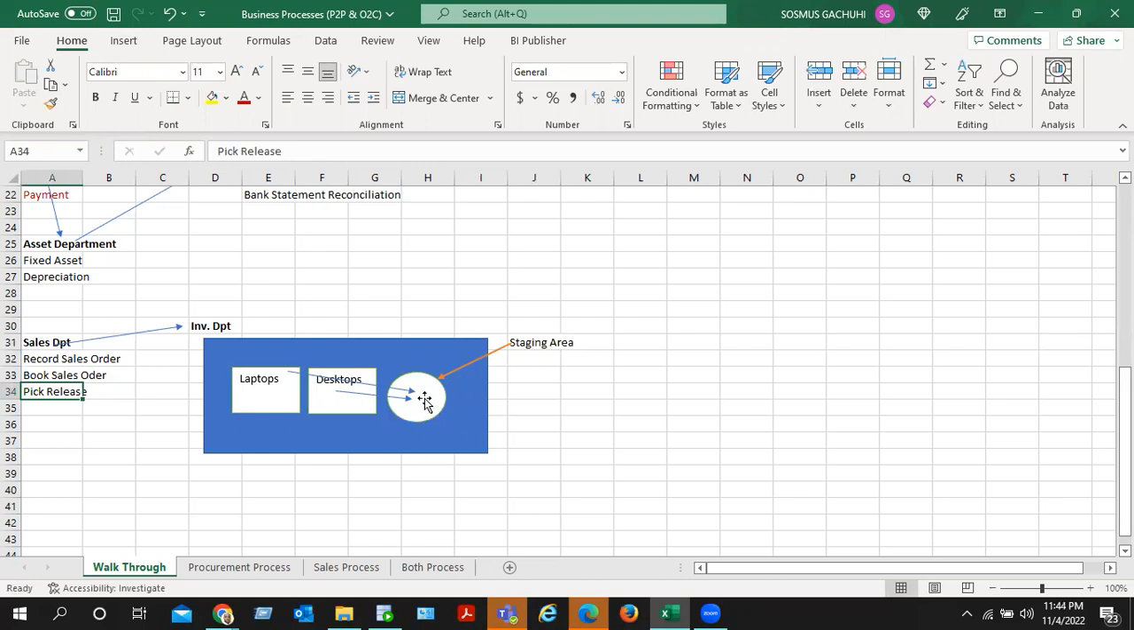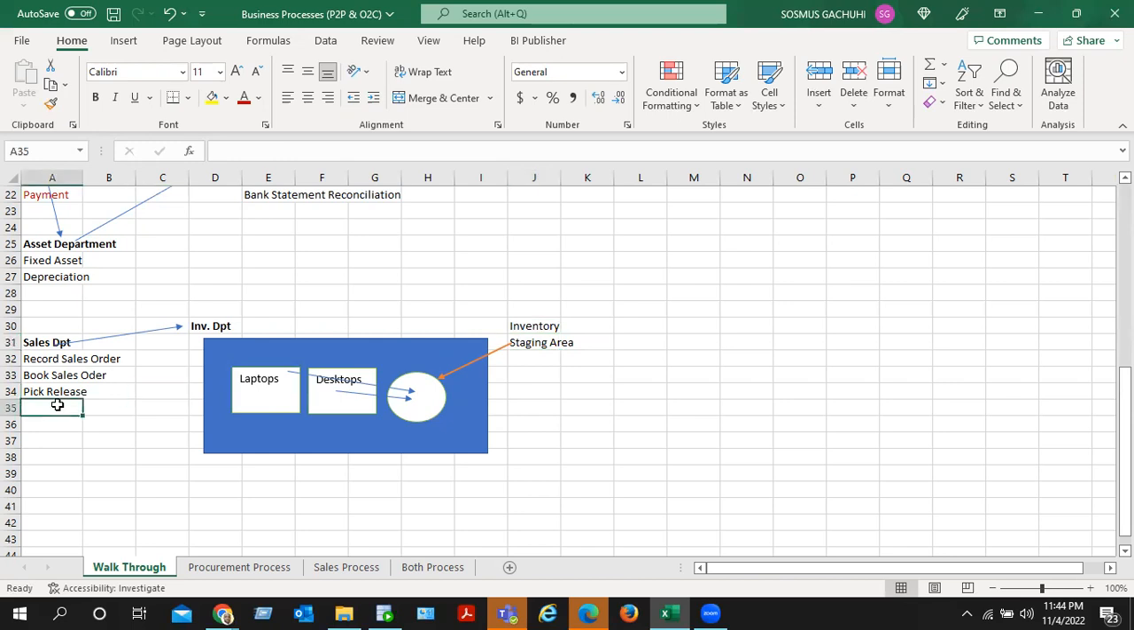Staging area, take it like an area where the preparation and loading into the vehicle happens. So until they have done all this, they cannot go to any other stage apart from a pick release. So once they take goods from the sub-inventories to the staging area, we refer to this as pick release. Okay. Of course, this is inventory maintenance.